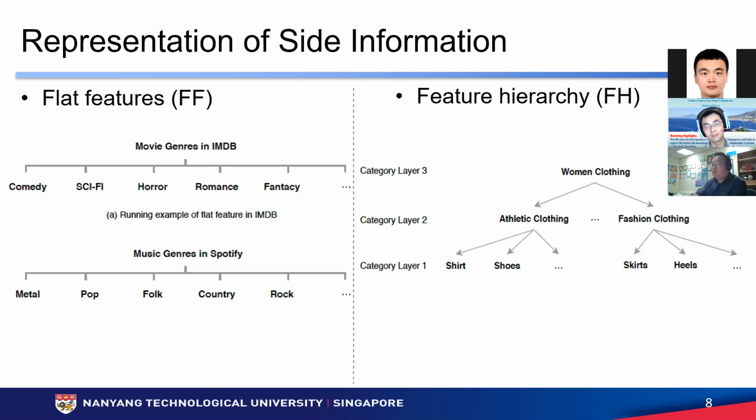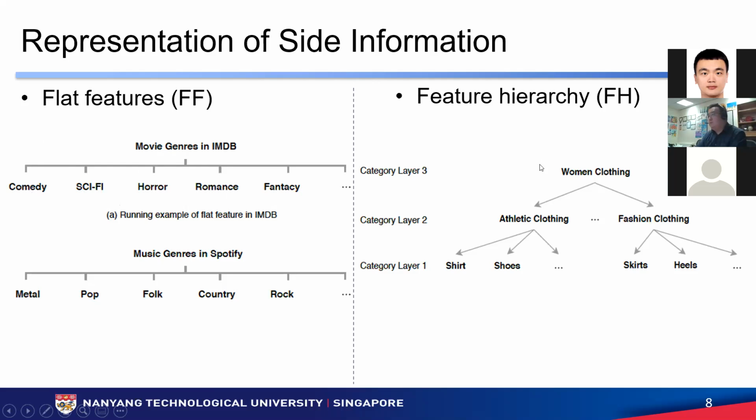For flat features, here is just one example. The flat features could be like the categories of movies and music. The reason we call them flat features is because these features are in a flat format, and they are basically independent from each other.